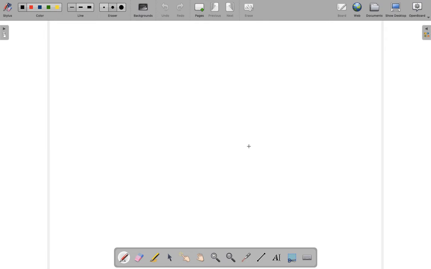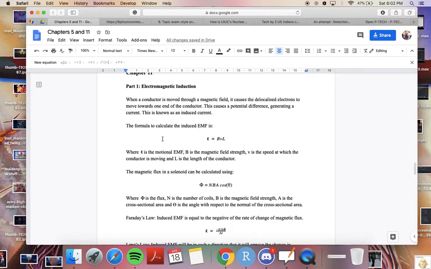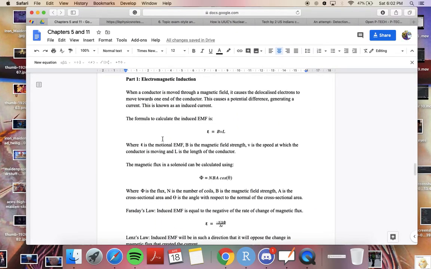with Chapter 11, Electromagnetic Induction. So part 1 is electromagnetic induction. When you have a conductor that's moved through a magnetic field, the delocalized electrons present in the conductor move towards one end of the conductor. Now this separation in charge causes a potential difference, and this generates a current. And this current is called an induced current.